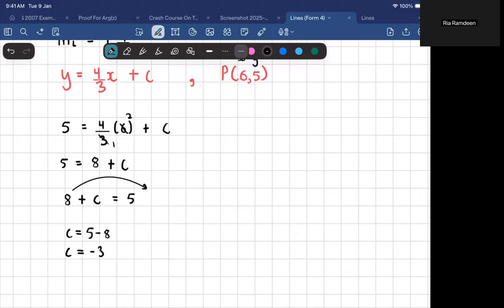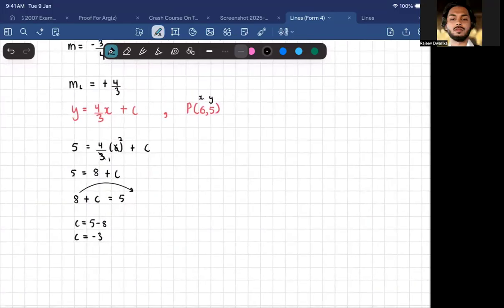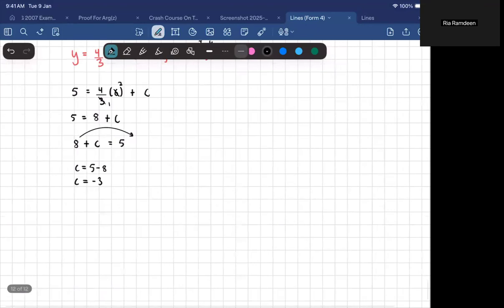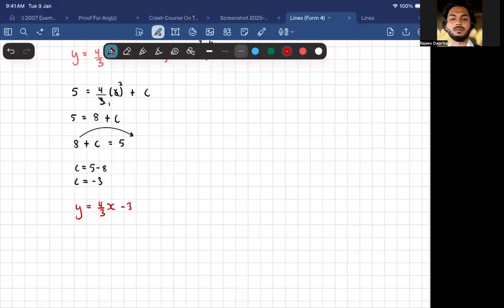So C equals negative 3. All right. So question, do we know what the gradient of line L is as well as the y-intercept for line L? Yes, we do. So what's the final equation of the line? y equals 4 over 3x plus, no, minus C. Minus 3, right?